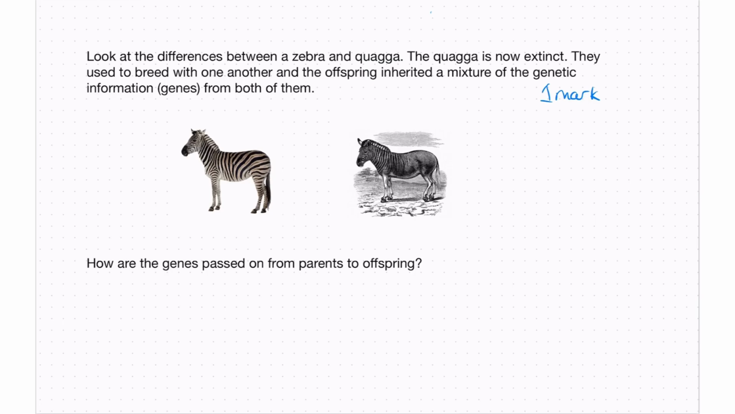Okay, today we're going to take a look at a test question on variation. So here you've got a picture of a zebra on the left and a picture of a quagga on the right. A quagga is an organism that was found in South Africa years ago and is now extinct. They look similar to one another. So it says here, look at the differences between a zebra and a quagga. The quagga is now extinct.